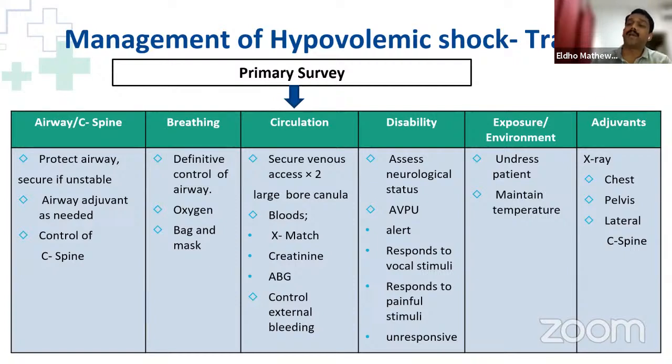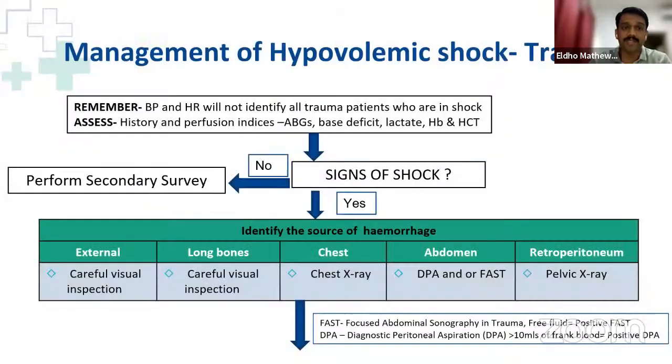And coming to the adjuncts, if the patient has any trauma, we have to investigate with a chest X-ray in order to rule out pneumothorax or hemothorax, and pelvic X-ray for any long bone fracture or pelvic fracture, and a lateral C-spine we have to take to rule out any C-spine fracture. And the AP view won't give that much idea about it.